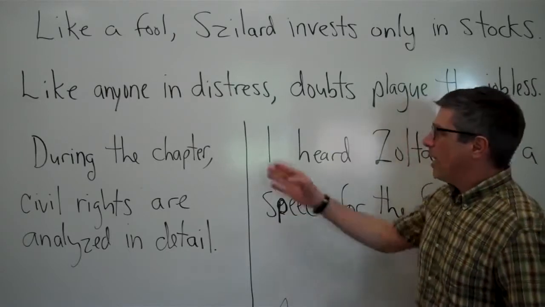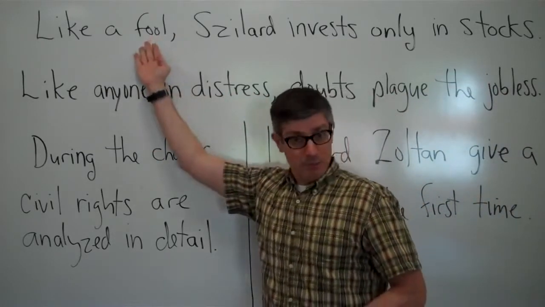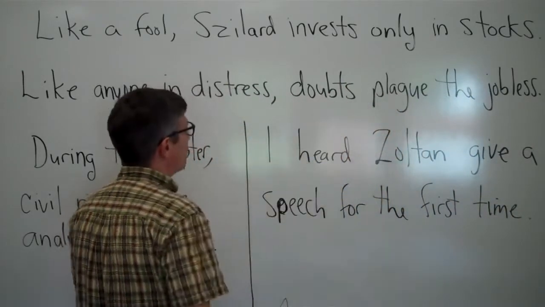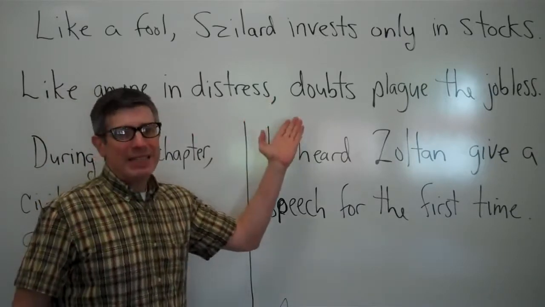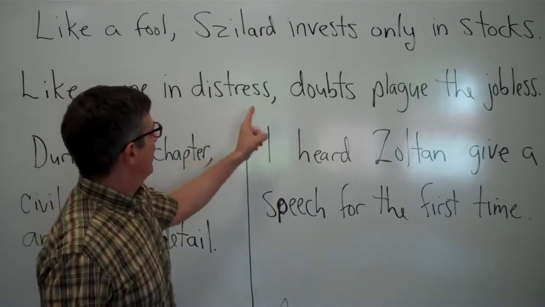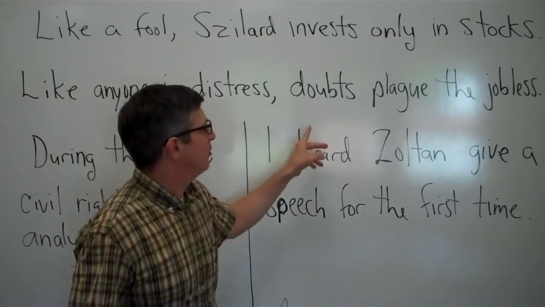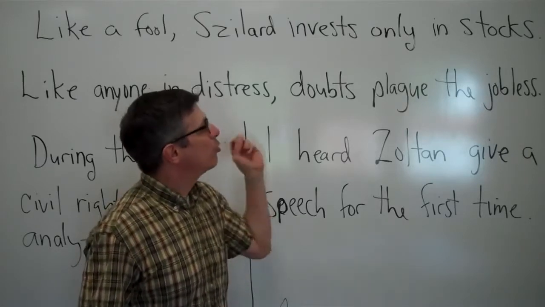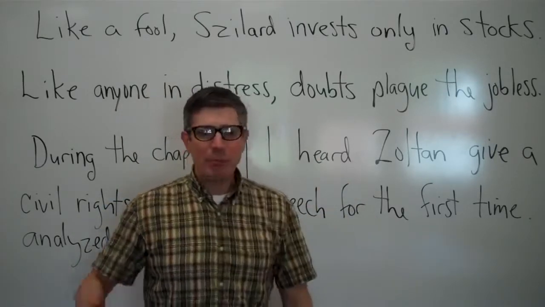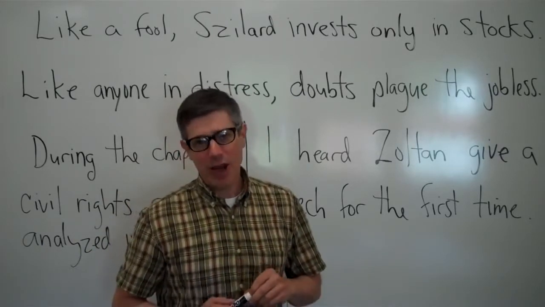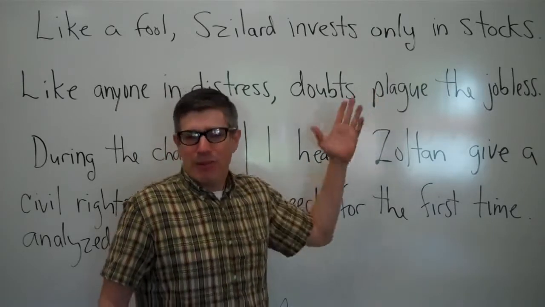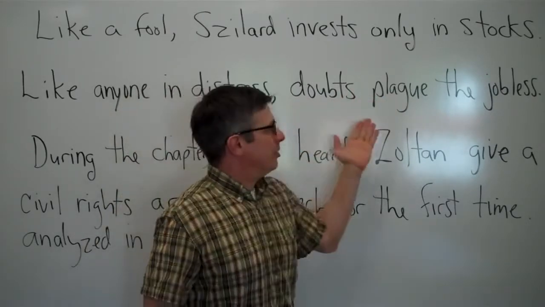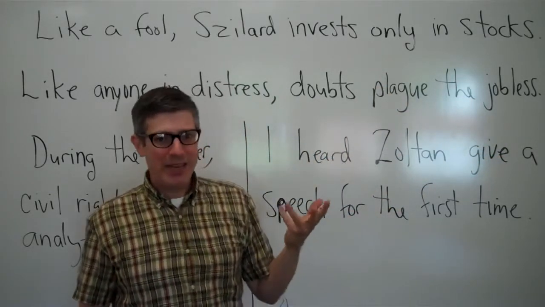But the problem here is that, like anyone in distress, like a fool up above, is functioning adverbially, and it's modifying the verb plague. So what is really being said by this sentence is not what is intended. This prepositional phrase, like anyone in distress, is answering the question, how do doubts plague the jobless? Doubts plague the jobless like anyone in distress. That's how doubts plague the jobless. How do they plague them? Like anyone in distress. That's how. Well, of course, that's not what is meant. The doubts are not plaguing the jobless as anyone in distress is plaguing the jobless. That's not what is being said here.